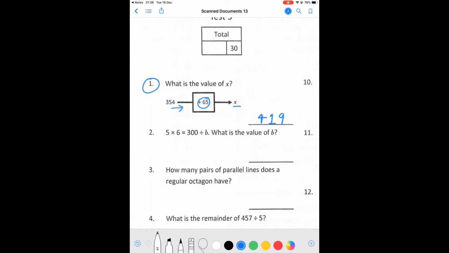So here, question number 2 now. Let's change color. We have this, this is our left-hand side. This is our right-hand side. And to make it balanced, they must both be equal. So 5 times 6 is 30. So this side here must also equal 30. So we got 300. We're dividing by the b value to give us 30. But 300, if we divide it by 10, that will give us 30 because then that will cancel. So the answer that we're looking for here is 10.